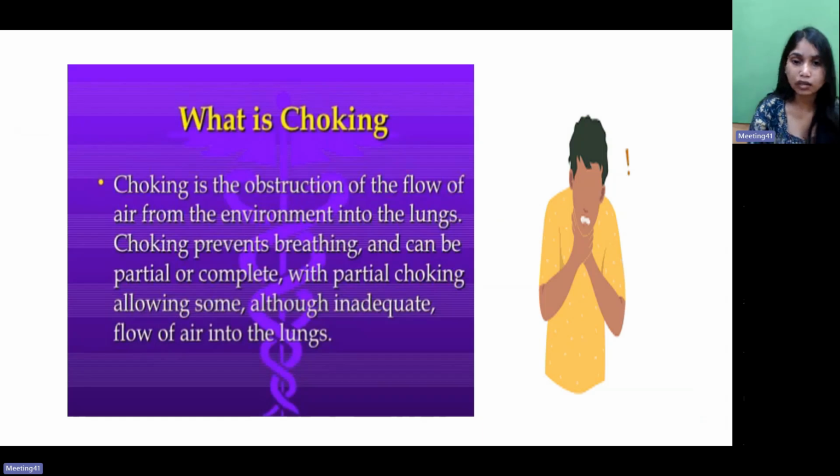Now coming to choking. Choking is basically an obstruction, right? It can happen in your trachea while you are eating or while you are talking, and it can happen immediately. There is normally a flow of air from the environment to the lungs, and choking is the obstruction of that flow of air into the lungs, right? So you will not be able to breathe at that particular time. Choking prevents breathing.